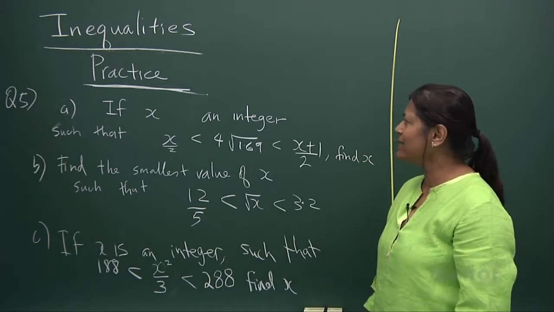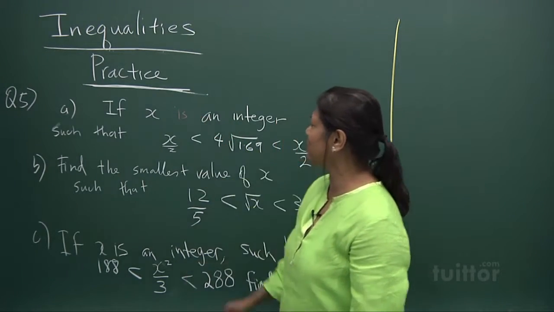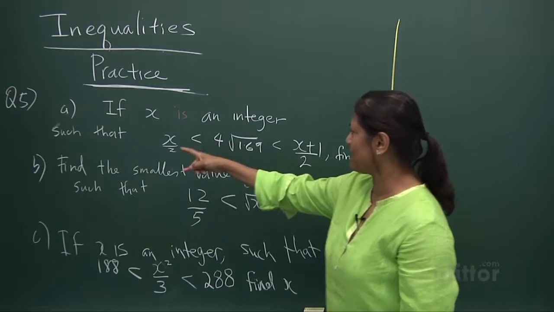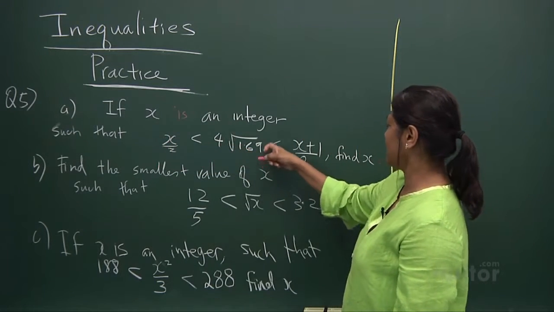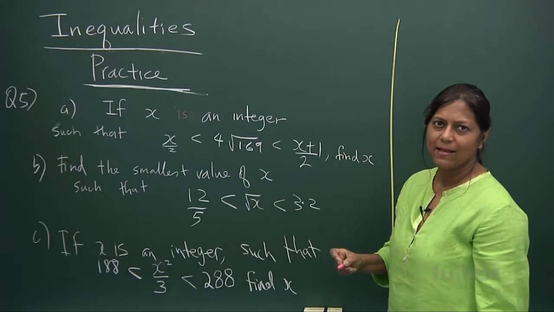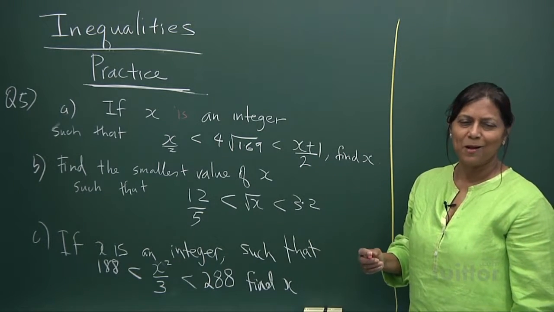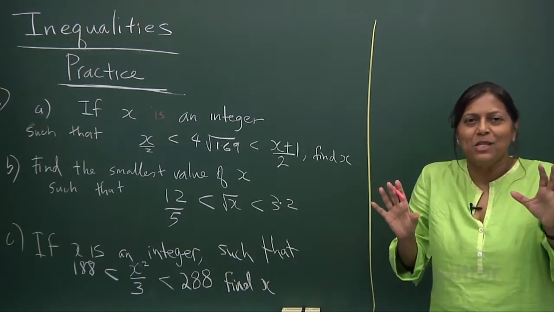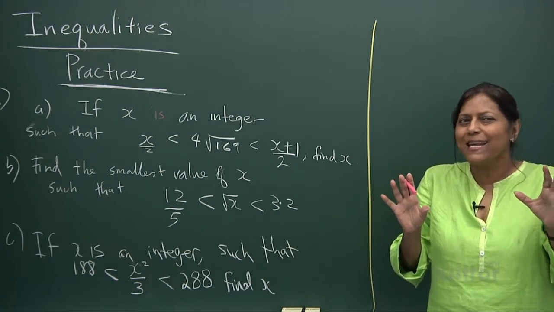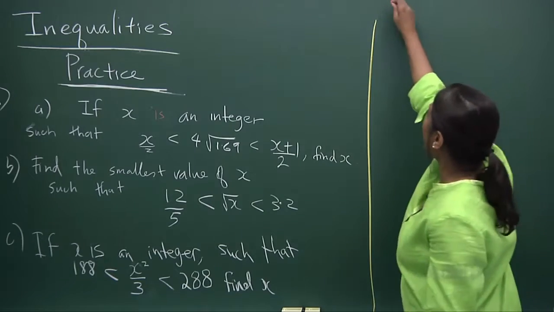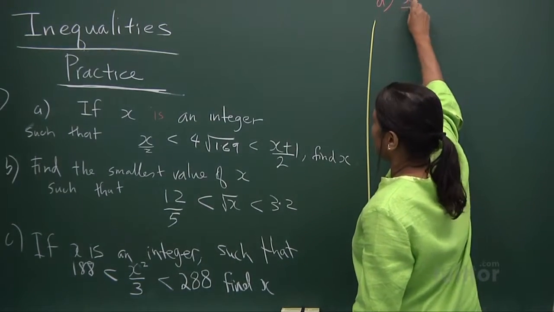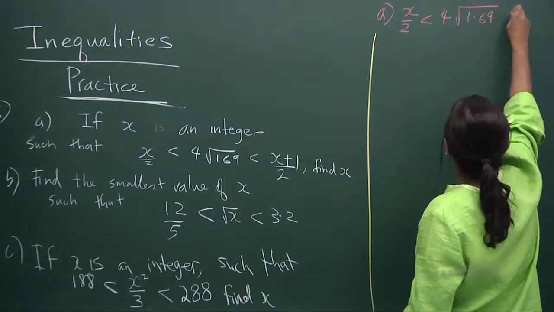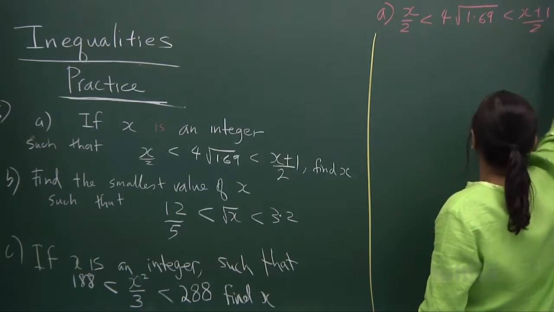Okay? Now, if x is an integer, show that x over 2 is this whole thing that's given, find x. Question 5 has got 3 parts. That's when I'm being mean. I need you to do more, but I'm giving you 5 tiny parts. So smile. So x over 2 is between 4 smaller than 1.69 and here x plus 1 over 2.